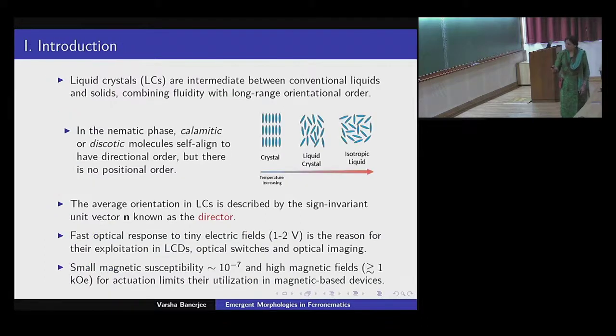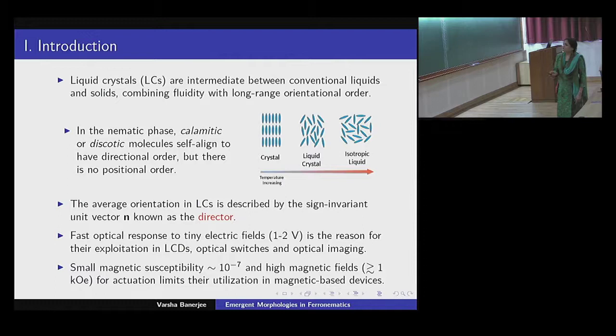Something that many of us already know. Liquid crystals are intermediate between conventional liquids and solids. They are an interesting system which combines fluidity with long-range orientational order. In the nematic phase, that's the ordered phase, you have an isotropic phase and a nematic phase.